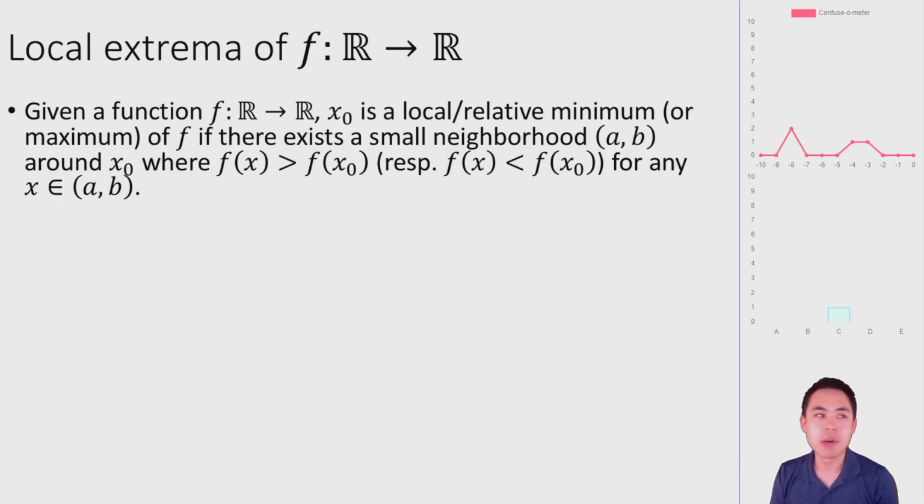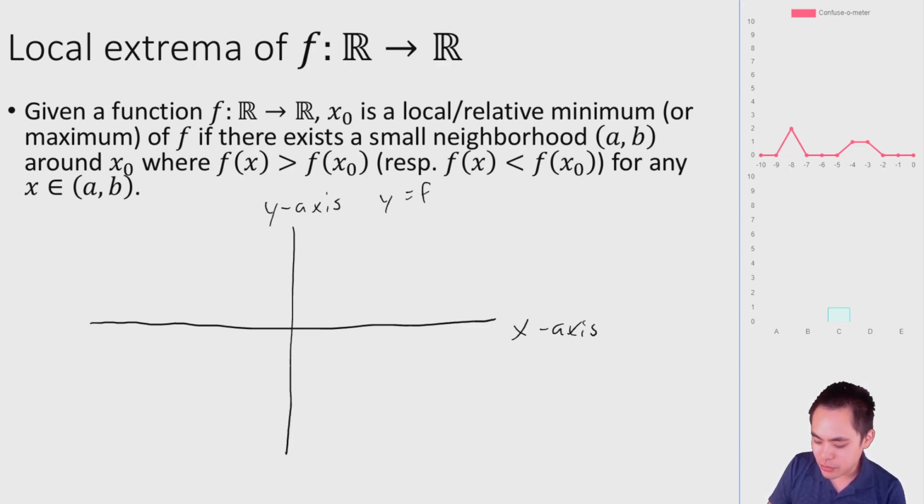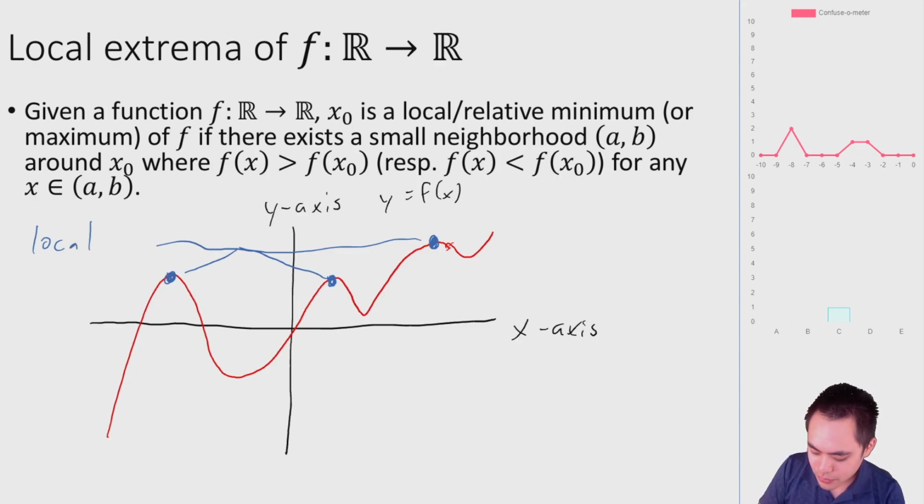This is easier if I draw a picture. So we have some x-axis, we have some y-axis, and we're going to be plotting y is equal to f of x. Let me just draw something. Maybe it looks something like this. Now we have several different local maximums. So this here, and that there, those are all local maximums.